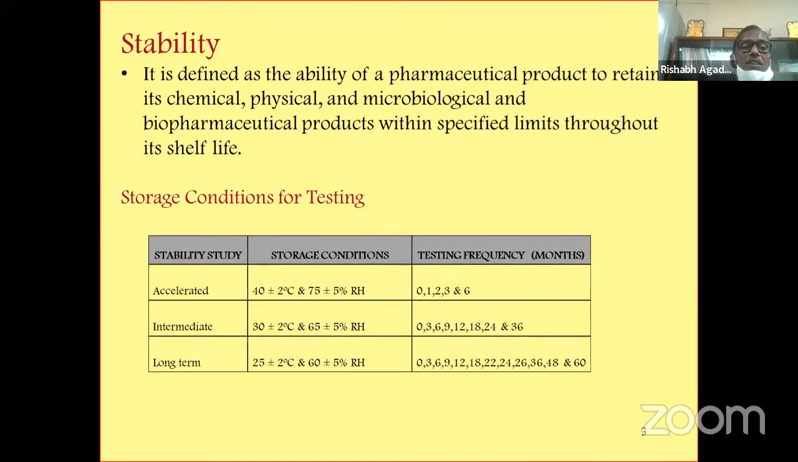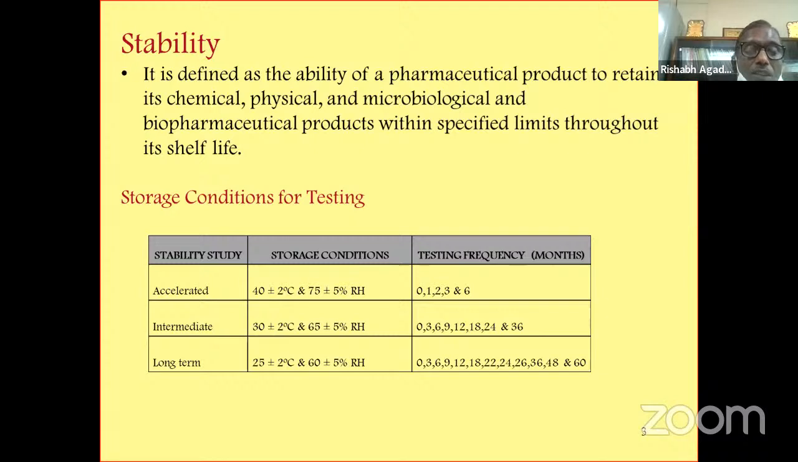Now you are aware of the word stable. In stereochemistry also, the word stable plays a vital role. A chair conformer is stable. So from that itself, the stability concept can be continued further from the stereochemistry point of view. In the normal way, stability is defined as the ability of any pharmaceutical product to retain its chemical, physical, microbiological and biopharmaceutical properties within specified limits throughout its shelf life. So stability is regulating chemical, physical, microbiological and biopharmaceutical properties, and these properties rely on stereochemistry. So stereochemistry and stability go hand in hand.